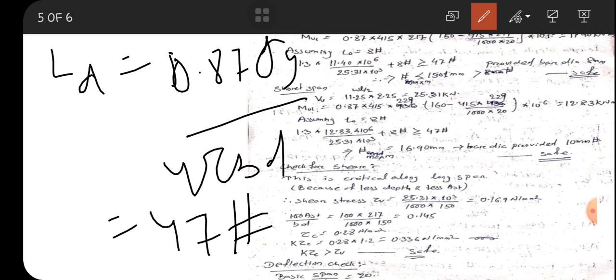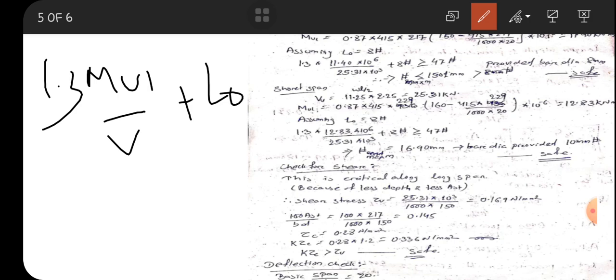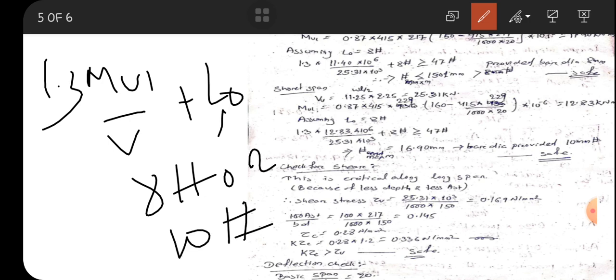and the development length should not be less than, as per IS 456, 1.3 M1 by V plus L0. In case of a slab, L0 is taken as 8 phi or 10 phi. I have taken 8 phi. Actually, design varies from person to person, that's why you can take 10 phi.